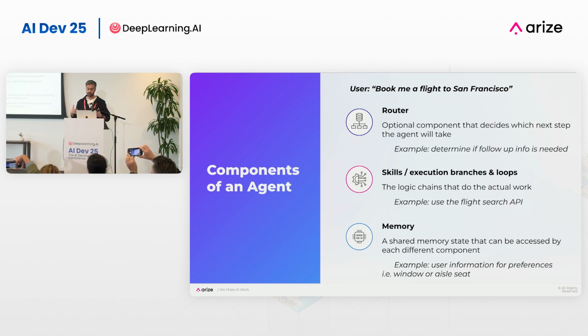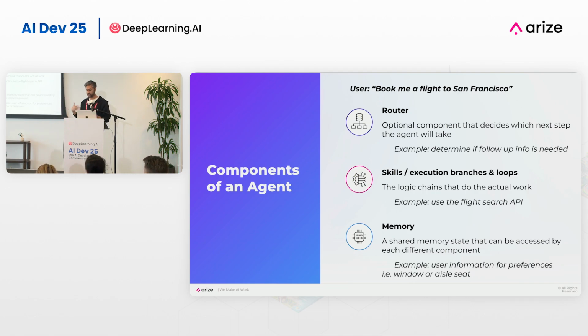For instance, a user saying, book me a flight to San Francisco. The first thing you might want to ask is, well, when do you want to book this flight? Do I need to ask follow-up information, or do I have the information that I need? This is where the reasoning component sits and makes decisions for what to go do next.